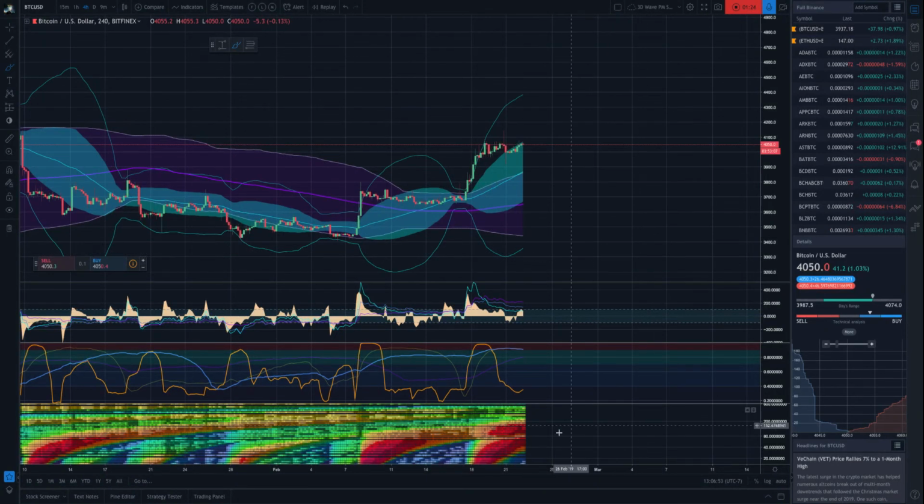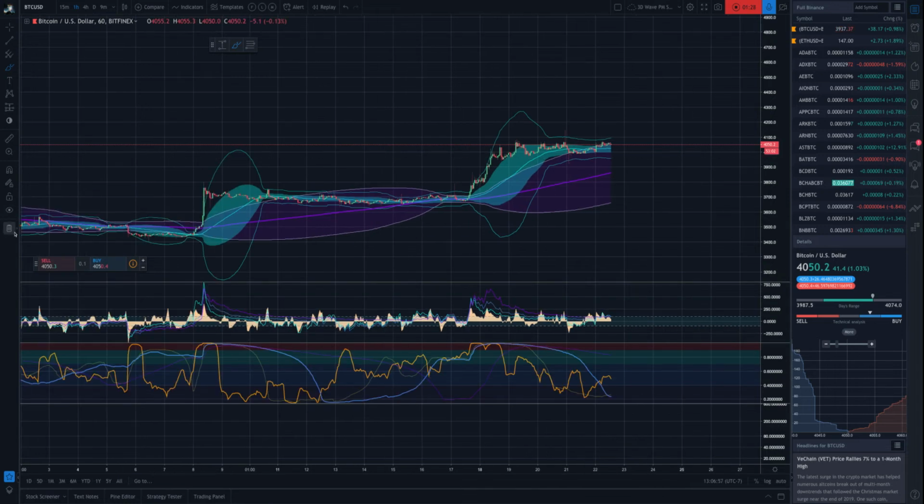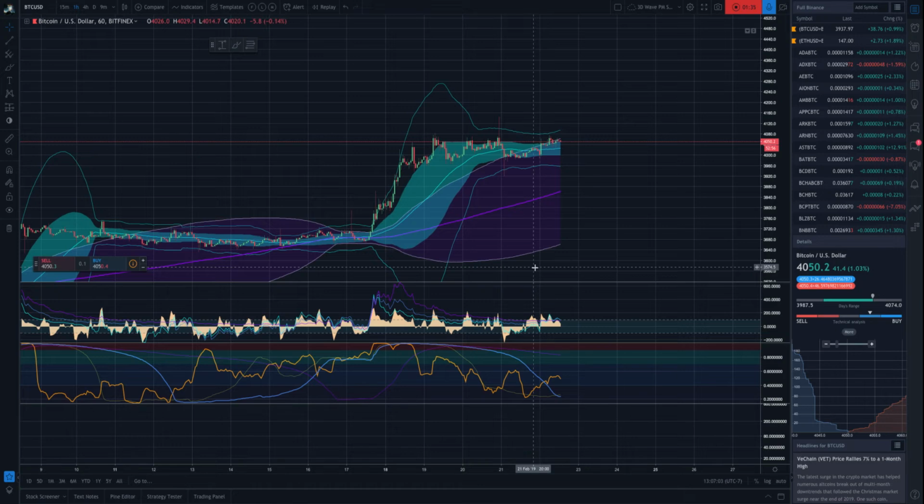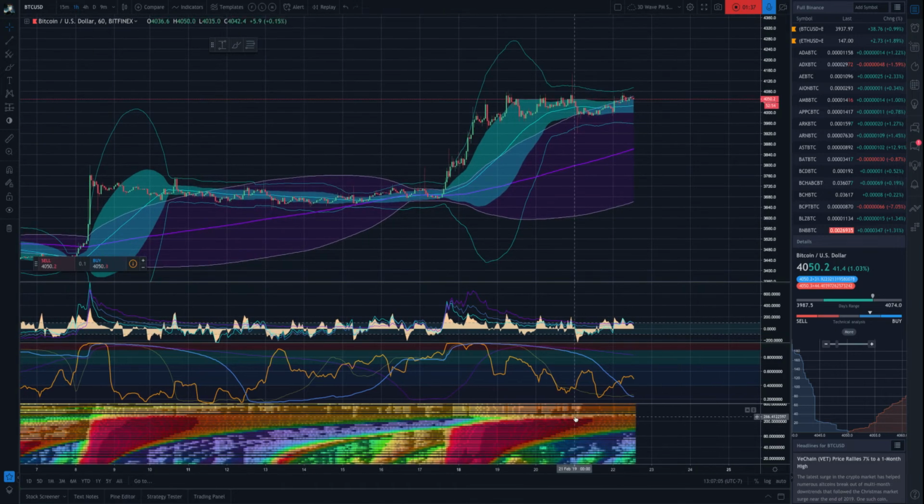So with that in mind, we can actually look at a shorter time frame because Wave PM does tend to compress preemptively on shorter time frames. We're actually going to be able to take a look at this bad boy right here.